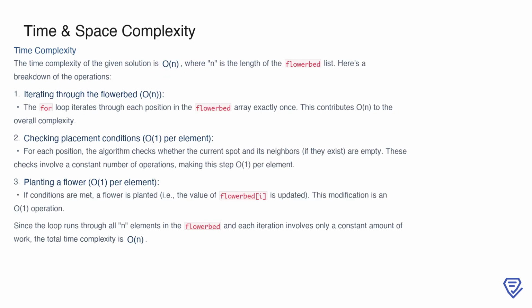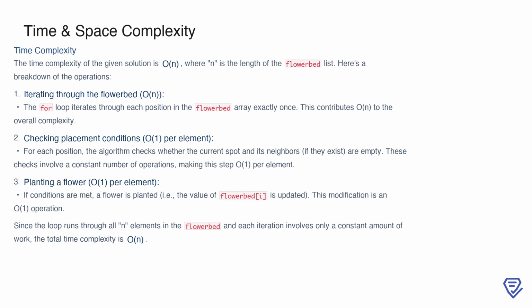The time complexity of this solution is O(n), where n represents the length of the flowerbed array. This is because the algorithm involves a single traversal of the array. During this traversal, the for loop visits each position in the flowerbed exactly once, contributing O(n) to the total runtime. At each position, the algorithm performs a few simple checks to determine whether a flower can be planted. These checks involve examining the current spot and its neighbors, which are constant time operations, or O(1).